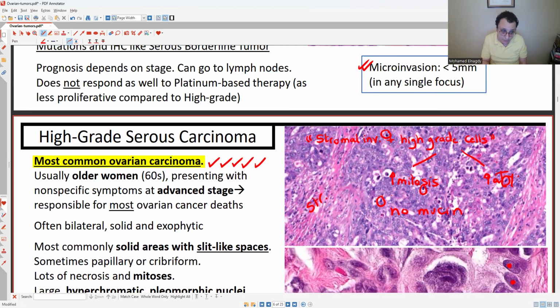High grade serous carcinoma, most common ovarian carcinoma. It usually happens in older women and it usually comes in an advanced stage. Most of these cancers send peritoneal seedings before they get discovered. Before they are caught, they are usually already there in the peritoneum, and you have to remove. Actually, classically, they remove the omentum.